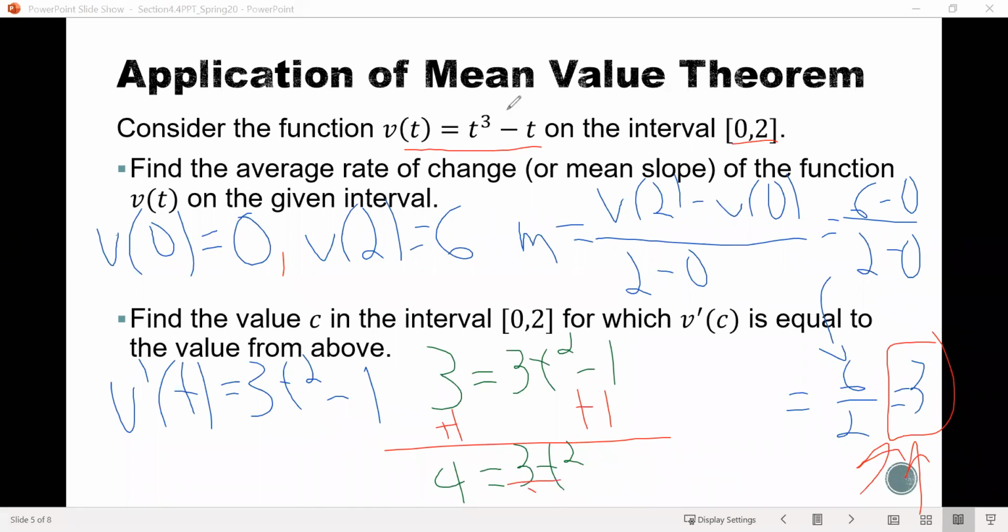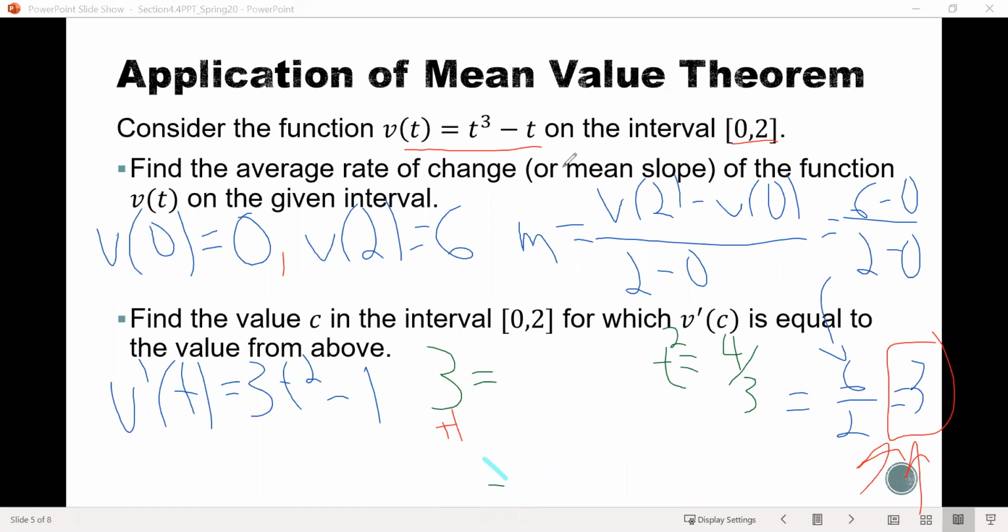I'm sorry, I'm squeezing this in down here. And so there we get t squared equals 4 over 3. I'm going to make myself a little bit more room here to finish this. Okay, so again we have t squared equals 4 over 3.